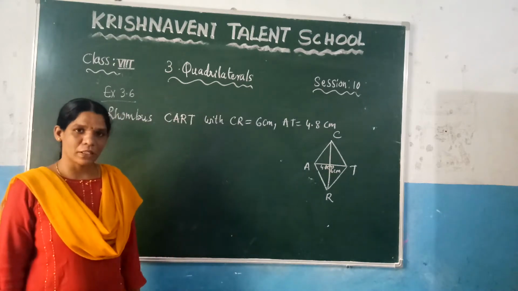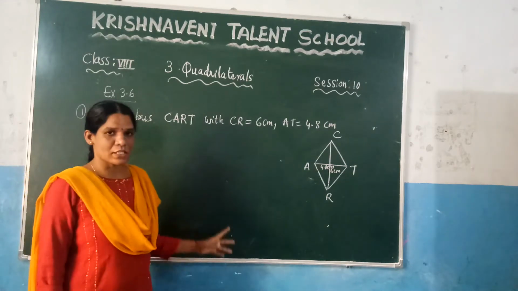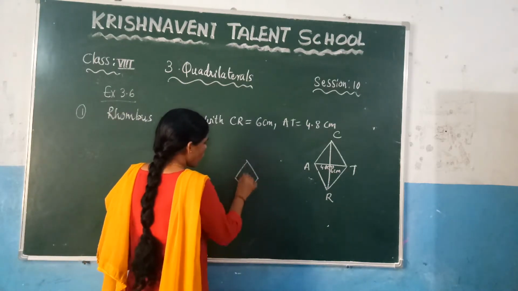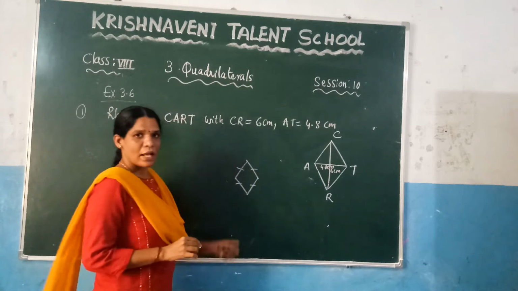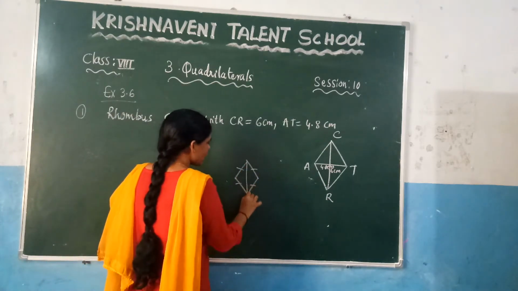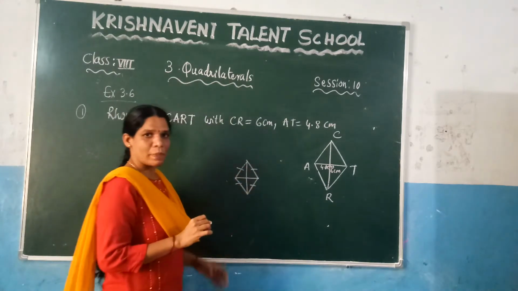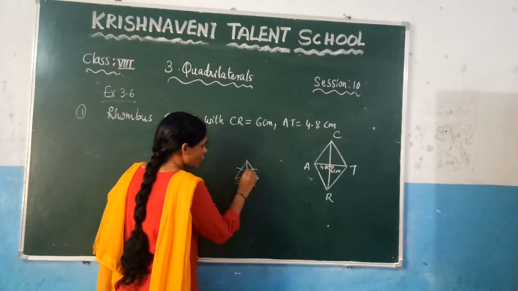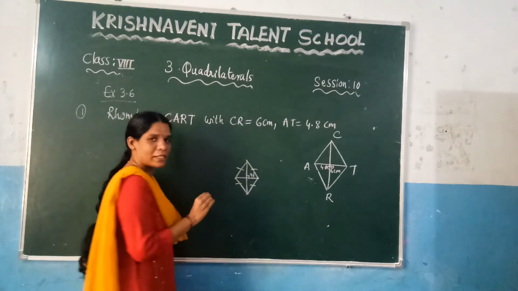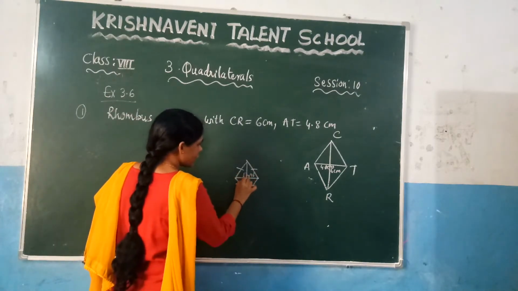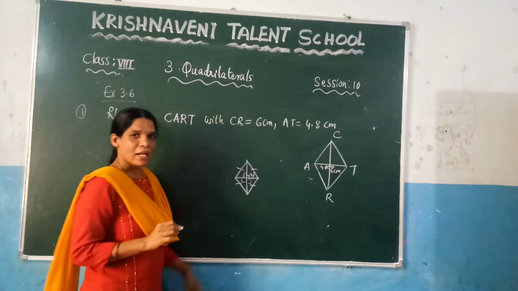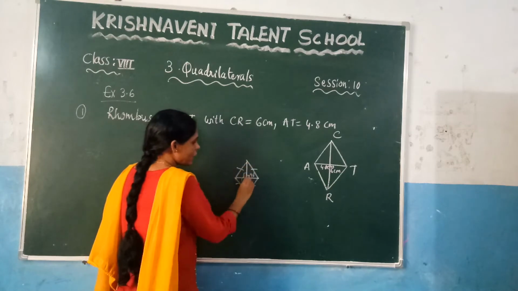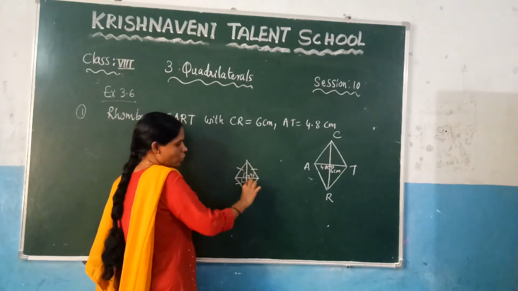So, what is meant by the rhombus? We have discussed the properties of the rhombus. You know that in a rhombus, all sides are equal, right? And in a rhombus, diagonals bisect each other perpendicularly. That means the angle is 90 degrees here, here, here and here. And the diagonals bisect each other, that means this diagonal divides into two equal parts.